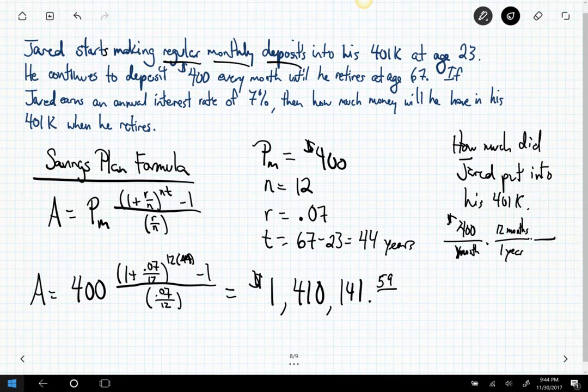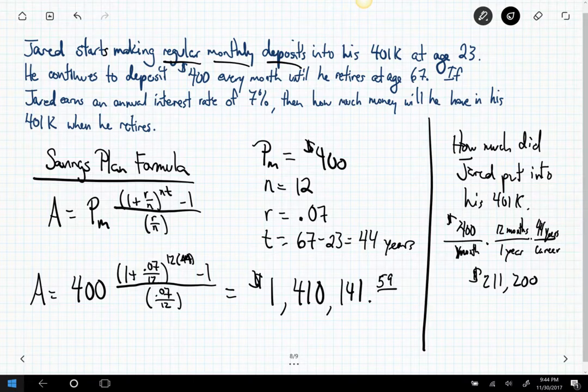So for his career, we're talking 44 years for a career. Okay? So now when you do that, you have what is that? 4,800 times 44. So this little side note, might seem like Jared put in a lot of money, right? And $211,000 is a lot of money over time. But look, that $211,200 grew to $1.4 million.